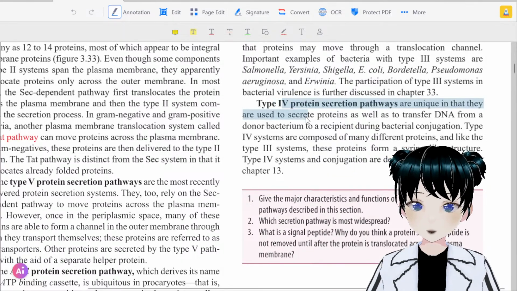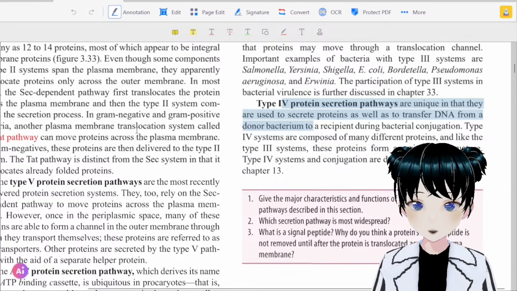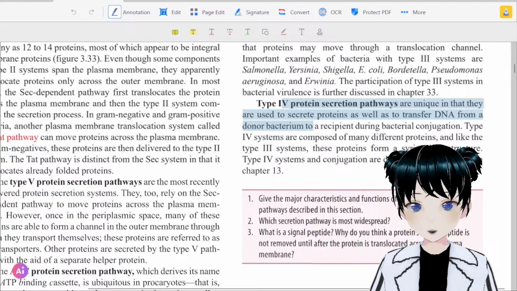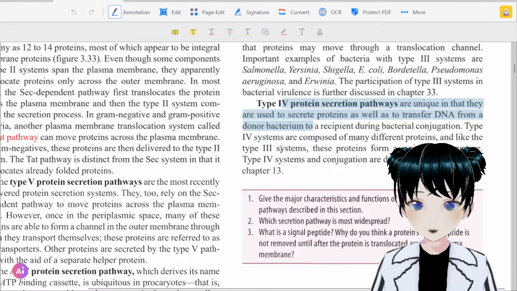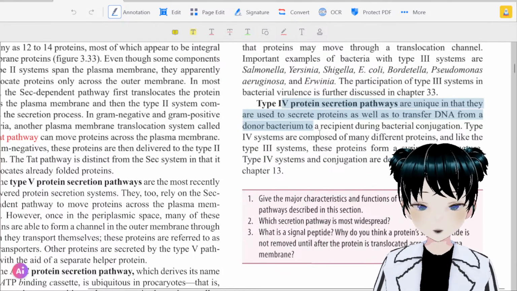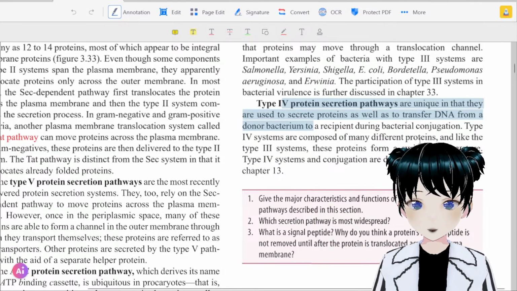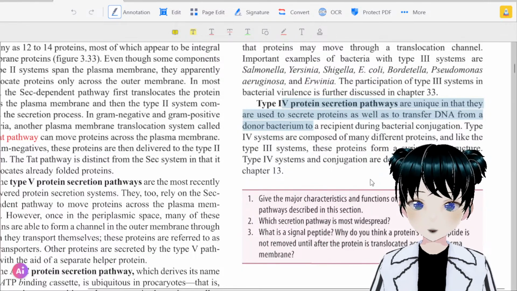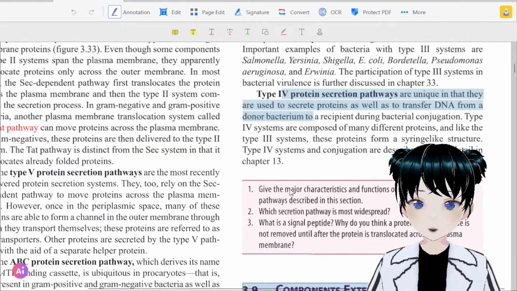The type 4 one is just as the type 2 one was. And like the type 3 system, the protein form, its structure is similar to type 3. Its function is similar to type 2, other than that it transfers the DNA. The type 4 system and conjugation will be explained more in chapter 13.